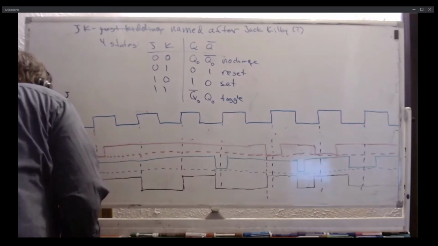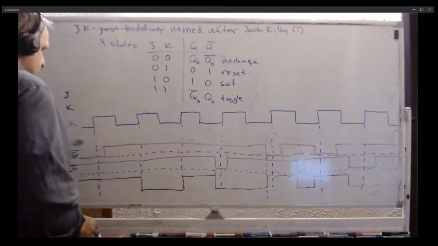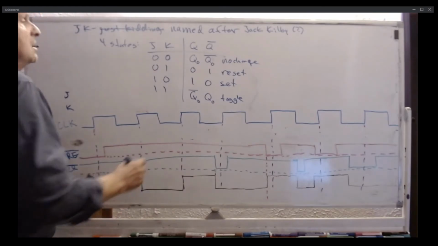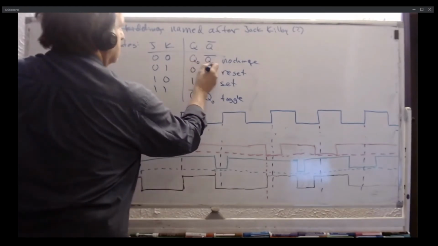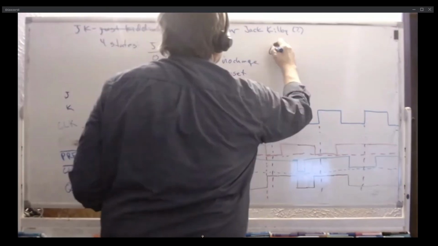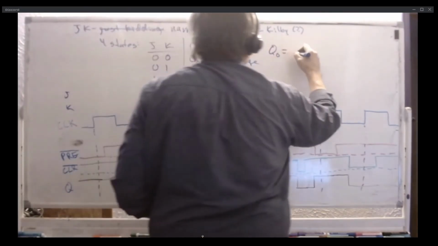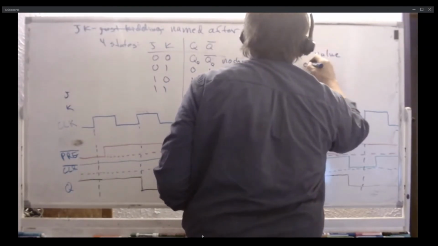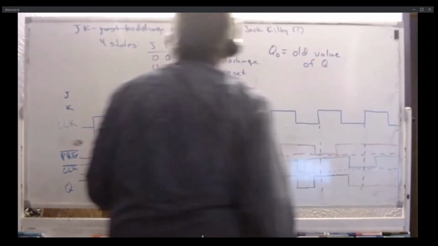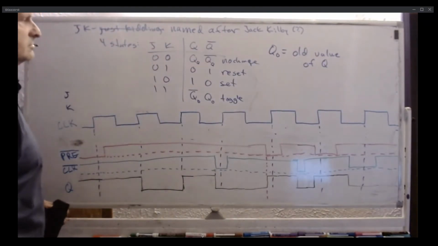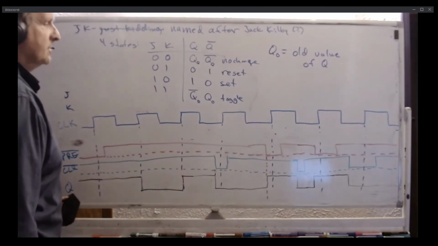Zero here. Is that a 0 or is that an O under those Qs? Old. This is Q old. And in every case, Q equals Q old for JK 00, and Q not equals Q not old. Did I answer your question?